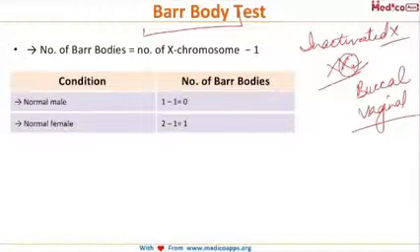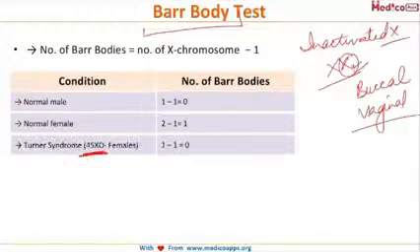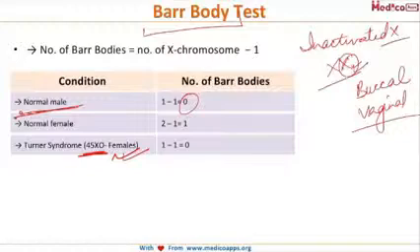Now let us see the exception to this rule. In Turner syndrome, the normal genotype is 45XO, and so in this there will be no Barr body because there is only one X chromosome. But we have told that if there is no Barr body, then the individual will be a normal male. But this Turner syndrome, they are phenotypically female. So this is an exception to this rule.